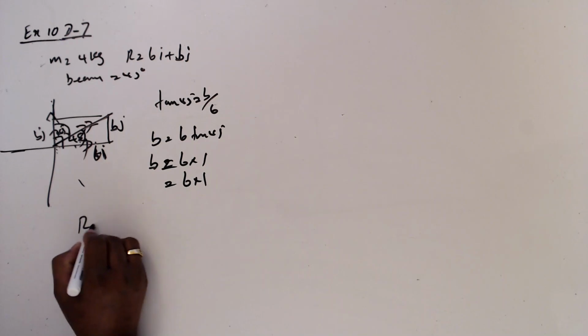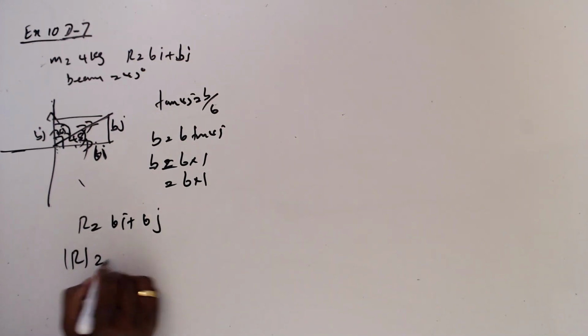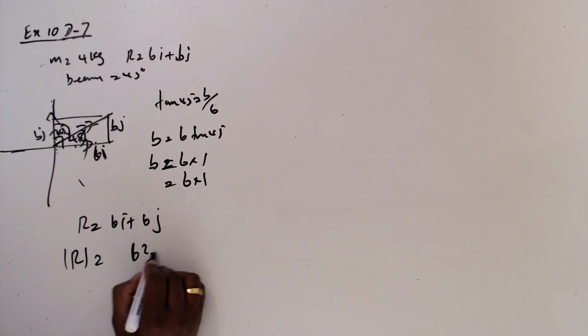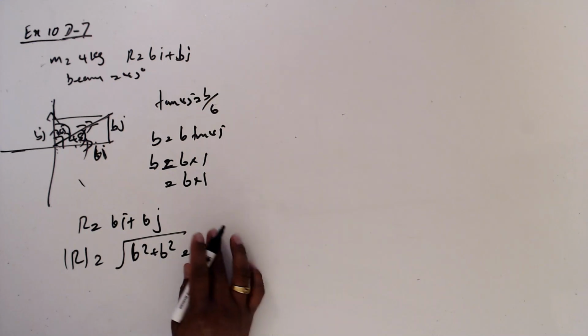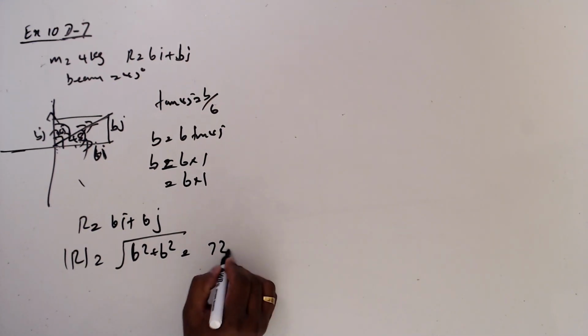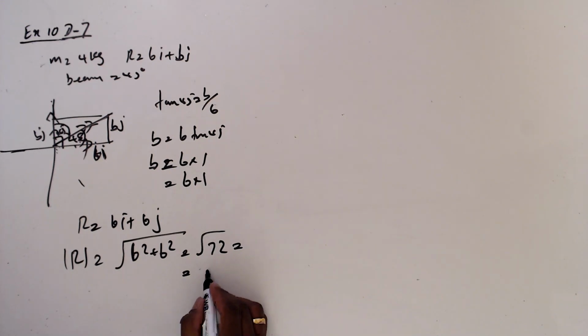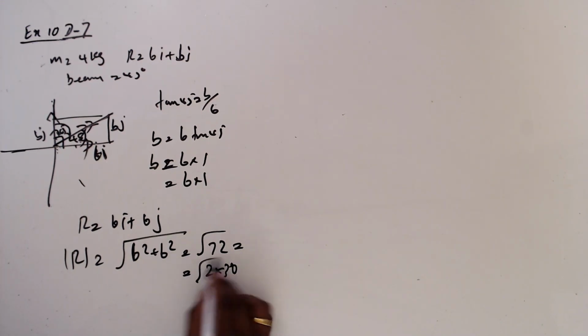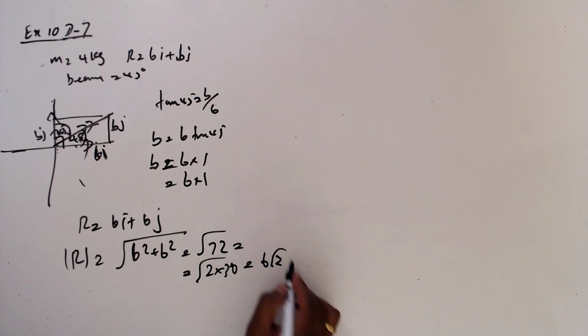Now R is 6i plus 6j. So the magnitude of R is the square root of 6 squared plus 6 squared. So 2 times 6 squared, 2 times 36, is 72. This is going to be 6 square root 2.